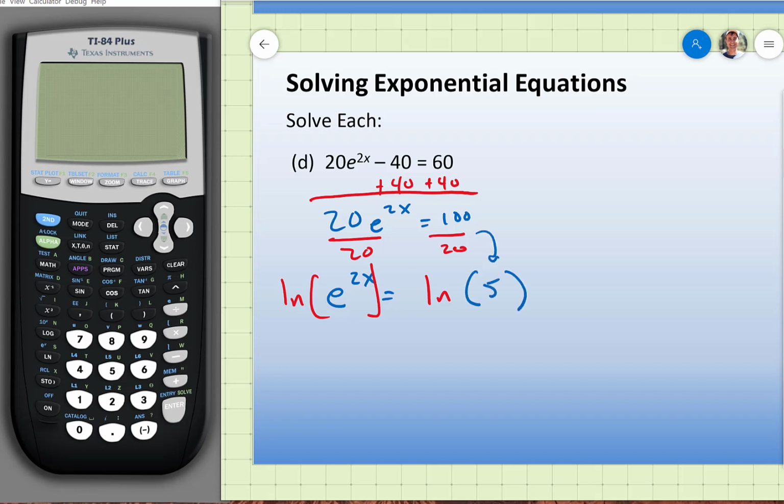Well, the input is 5. So the natural log of exponential base e, that's going to simplify down to 2x equals ln of 5. And then lastly, I can do 1/2 on both sides, and I've got x by itself, x equals 1/2 ln of 5. And now that's also something we could check. Now I want to look at some exponentials that are a little bit more difficult.